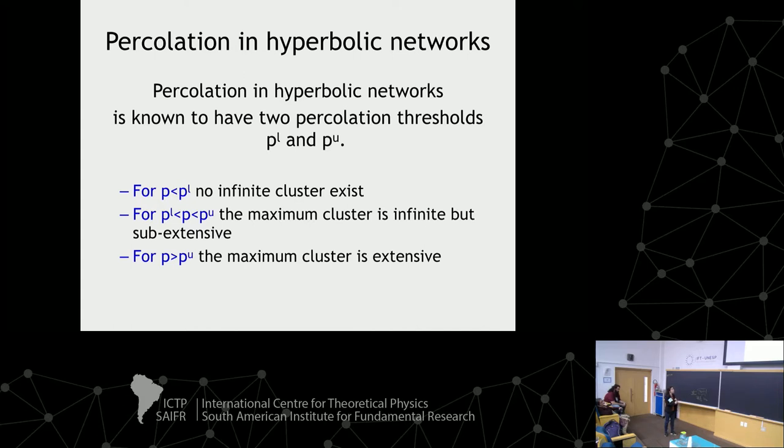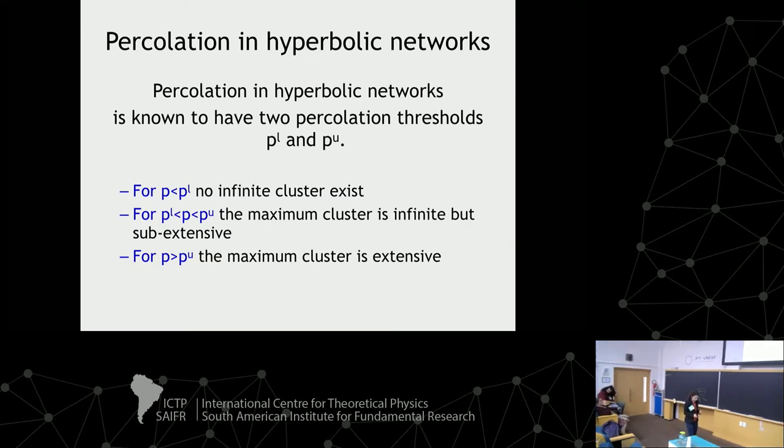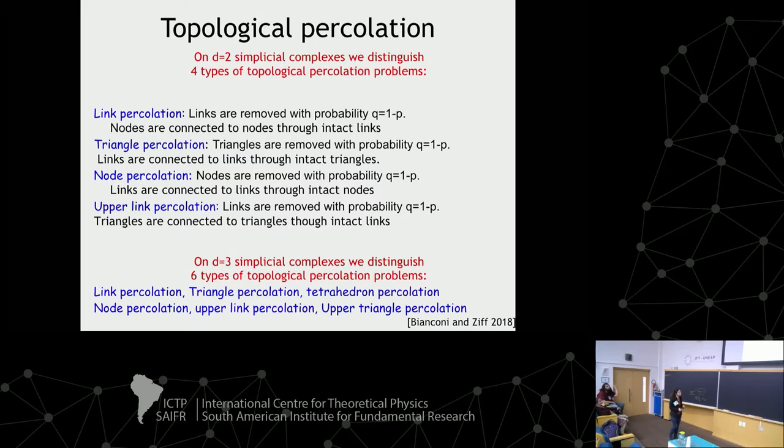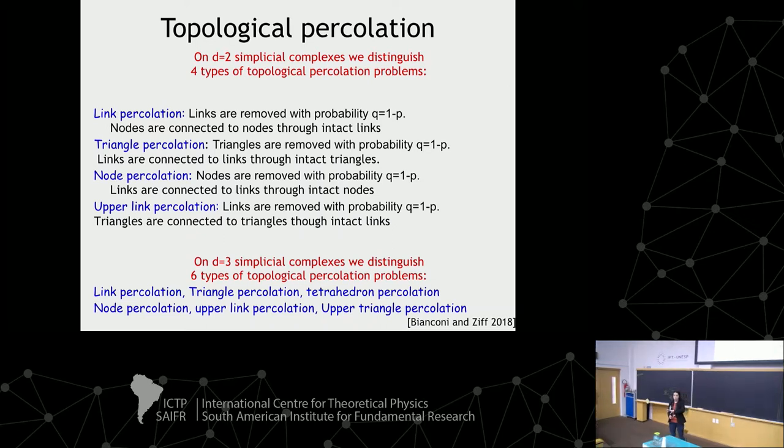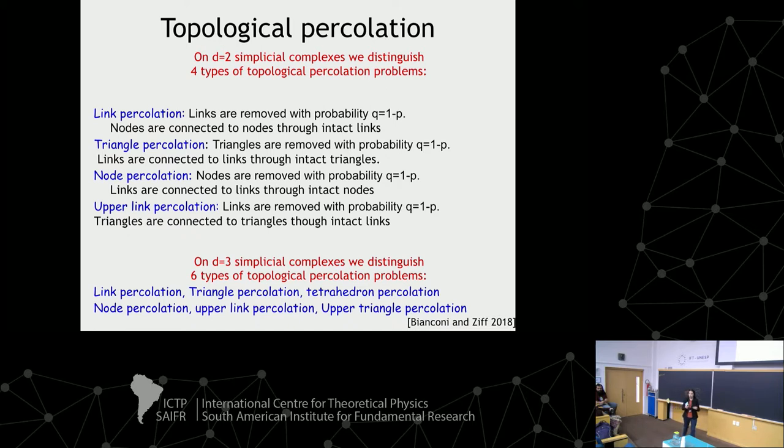So if the probability of leaving intact the nodes, p, is less than the lower percolation transition, no infinite cluster exists. Above the upper percolation threshold, the cluster exists and is extensive, and in between there are several sub-extensive clusters. Here, the mathematicians just studied the giant component of a graph, and the physicists studied node and link percolation, so they damage nodes and links. But then there is a notion of k-connectedness of the graph, meaning that, for instance, a triangle can be connected to a triangle through links. And here we have introduced topological damage.